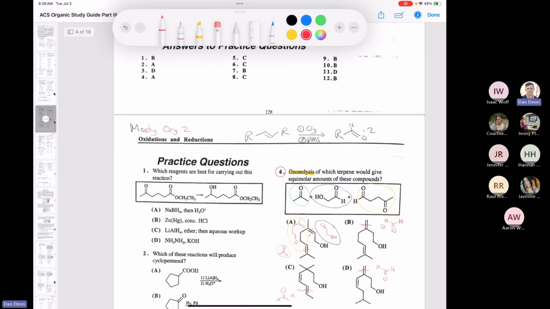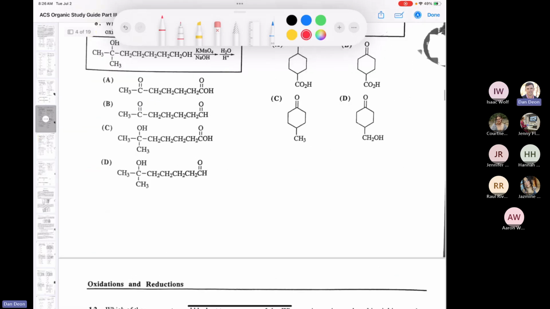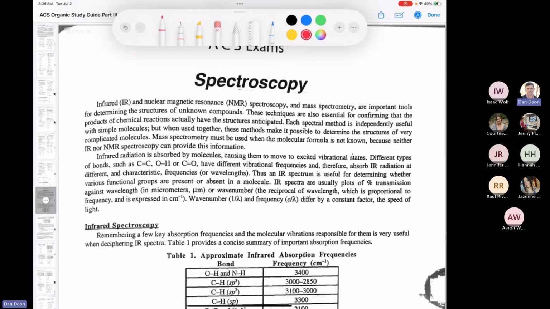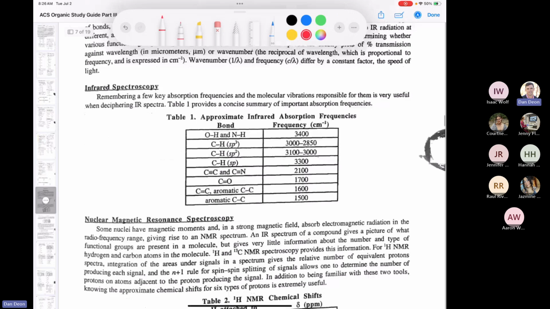Let's turn our attention to everybody's favorite section, spectroscopy, okay? Because remember, for the ACS final, you get no handout. You cannot bring a handout into the ACS final. But the idea is that by now, it's expected that you have a good idea where a carbonyl is, where a hydroxyl proton is, and the NMR and all that kind of stuff. You can see that this is the IR table that they give as a reference. But again, you don't have this. They're just saying you should have an idea of these absorbances for different functional groups.